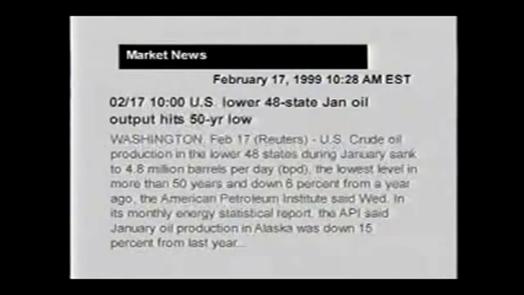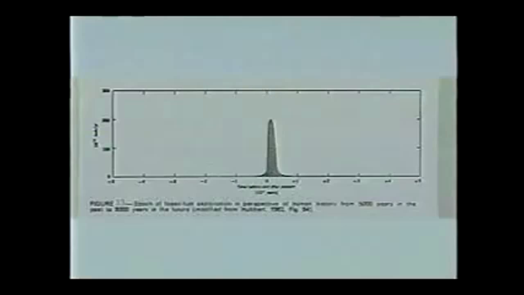You've seen the figures. Here in 1999, U.S. lower 48 state January oil output hit a 50-year low, exactly what you expect as you're going down the right-hand side of the Hubbert curve. And one of Dr. Hubbert's favorite graphs is this one. This is on a time scale from 5,000 years ago to 5,000 years in the future, and the age of fossil fuels is a little blip in the middle of the screen.